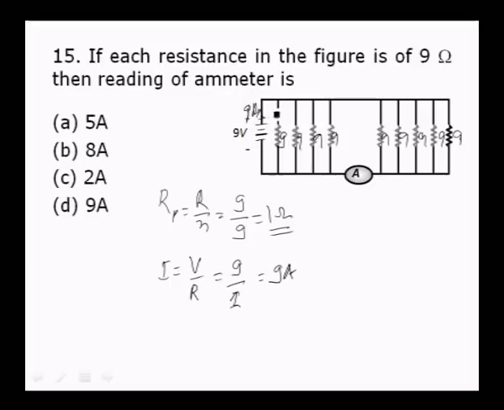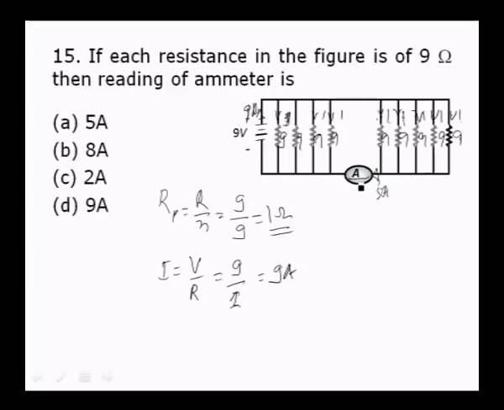Because of the identical resistors, the current will divide equally. There are 9 resistors, so each resistor carries 1 ampere of current. So 1 ampere in each branch. Counting through the branches: 1 ampere, 2 ampere, 3 ampere, 4 ampere, 5 ampere. The 5 ampere of current is flowing in this circuit.